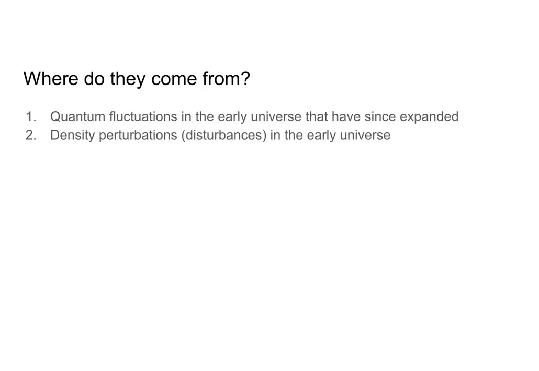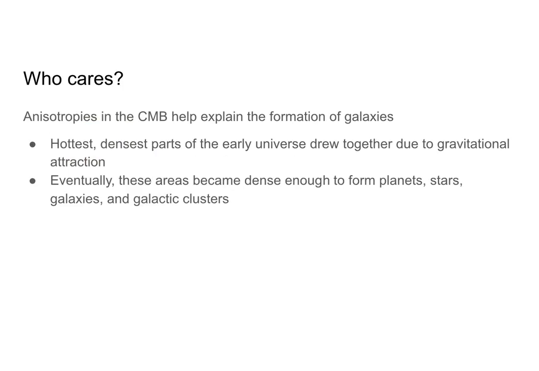And those measurable anisotropies come from quantum fluctuations in the early universe that have since expanded, and from density perturbations, which is another word for disturbances, in the early universe. So essentially, they come from quantum fluctuations, so things that are moving in unexpected ways in the early universe, and from slight disturbances in the density of the early universe. Okay, so great. There's these tiny differences in temperature in the cosmic microwave background.